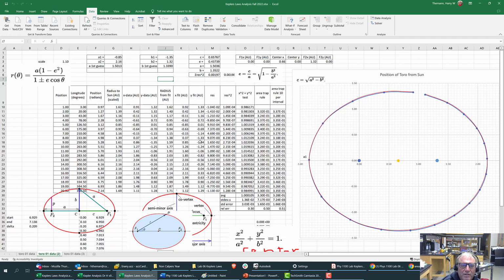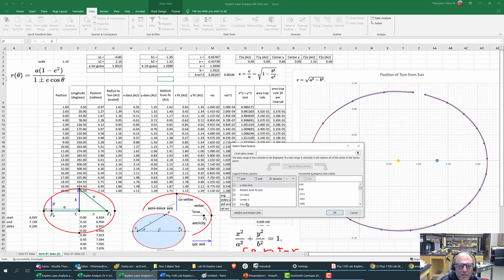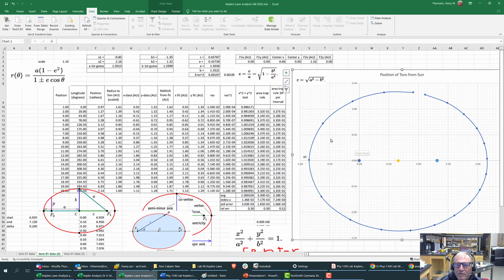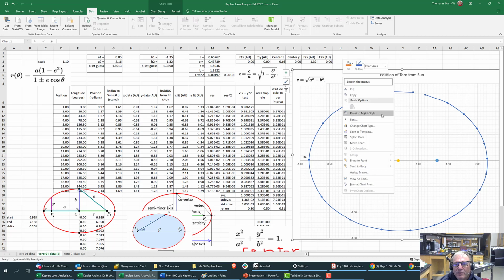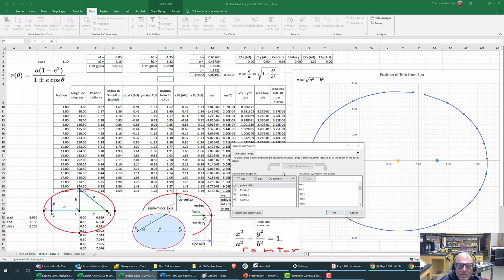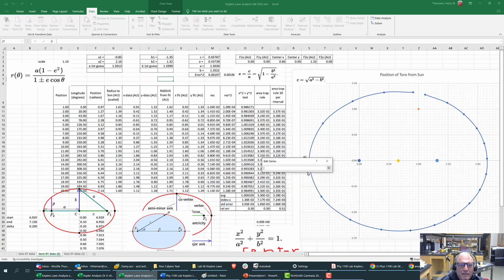Now, of course, that's great, but we forgot. Let's do select data. I've got other stuff here, so let's remove that for a minute. As I said, I put some other dots on here, and I'll get to that. So we want to add our fit to it. There's no error bars, that's nice. Select data. We add. So that's going to be the radius from the fit.